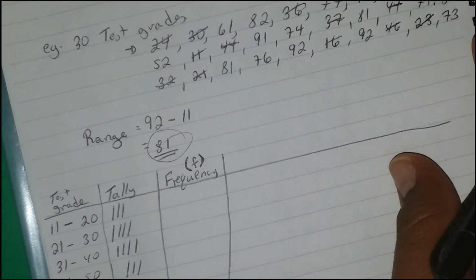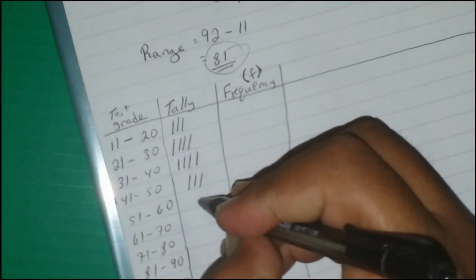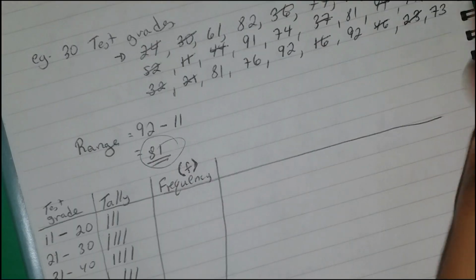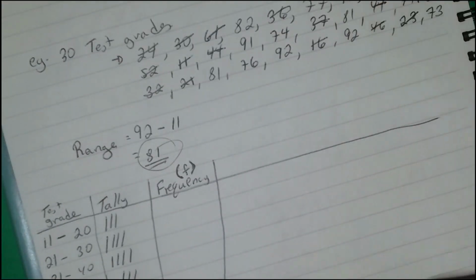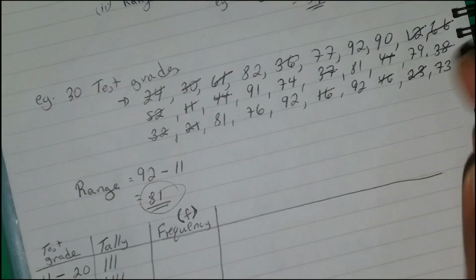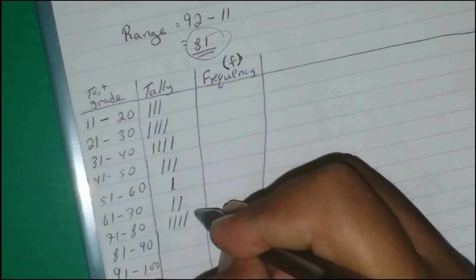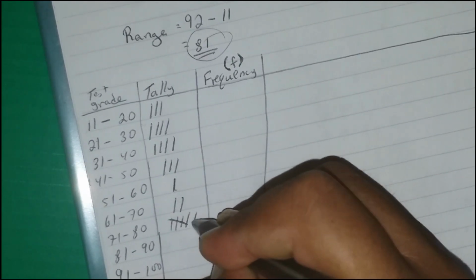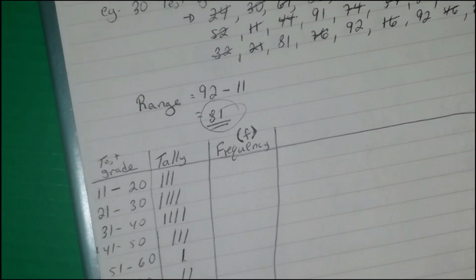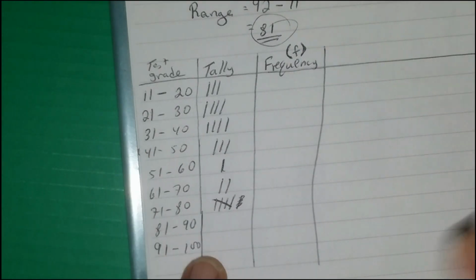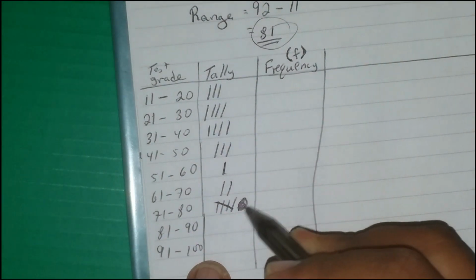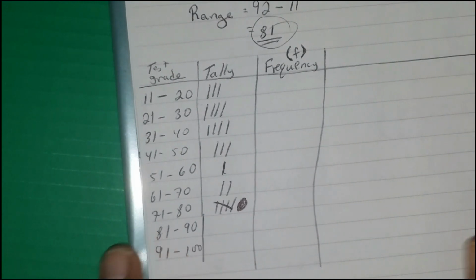51 to 60, we have 1. 61 to 70, that's going to be 2 of them. And then 71 to 80, we have 5. 1, 2, 3, 4, 5. Sorry, remove this one and then cross it out to make it 5. Right? So remove this one here. Alright, we have 81 to 90, so we have 4.